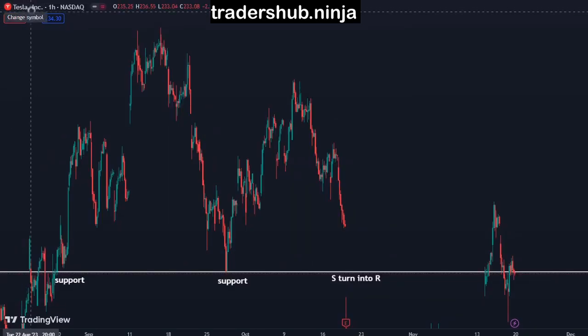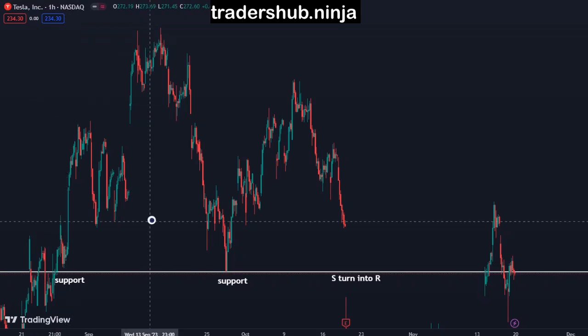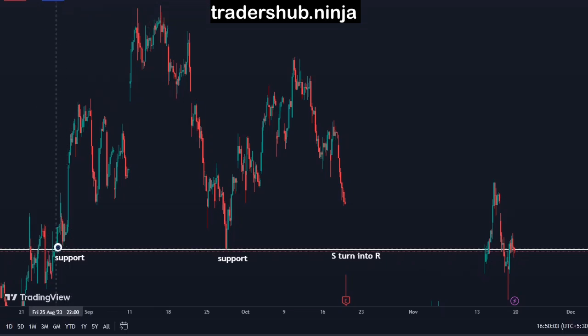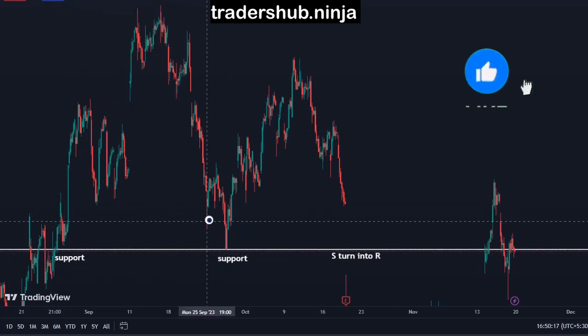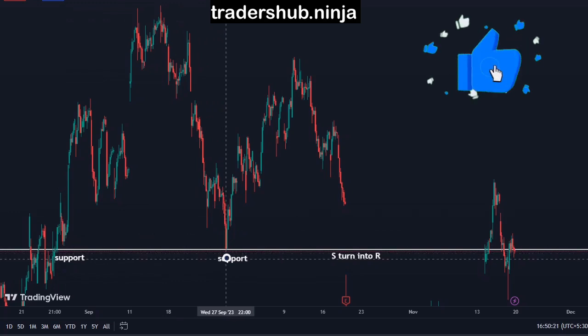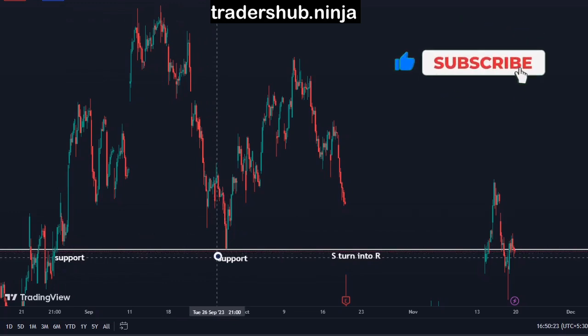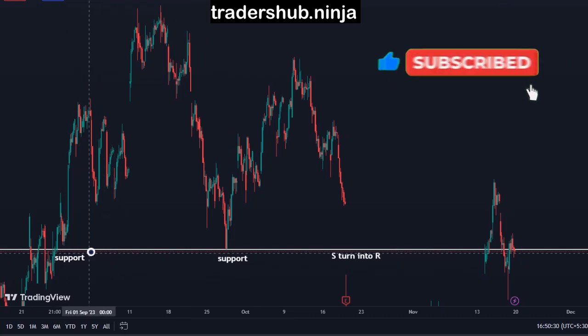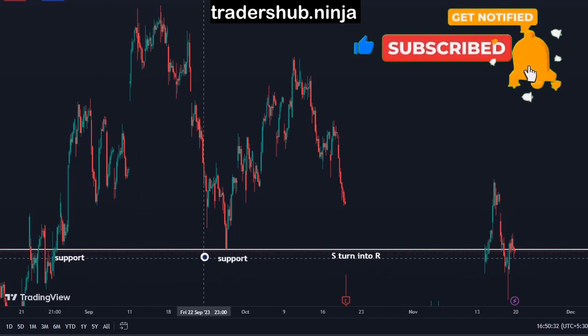This is the Tesla 1 hour chart. Look here, the market acted as support here. Buyers are aggressively entering at this level and the market goes up. Look here, the market came back to the same level. Here it also acted as support. Lots of buyers are entering at this level. One particular price level acted as support here.